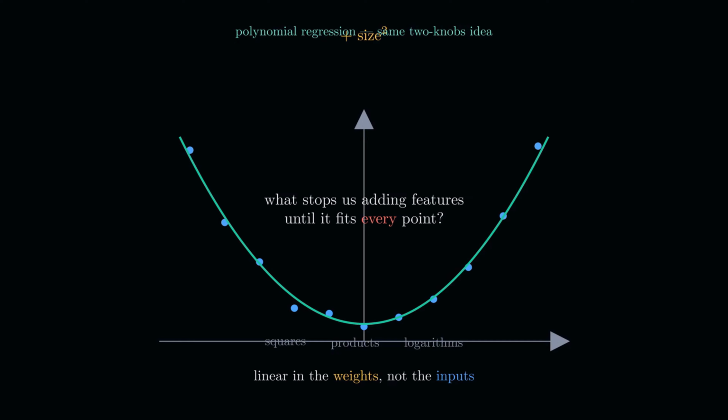So, here's a question for you to find out. If a straight line and a wild curve can both come from linear regression, what stops us from just adding features until it fits every point perfectly?